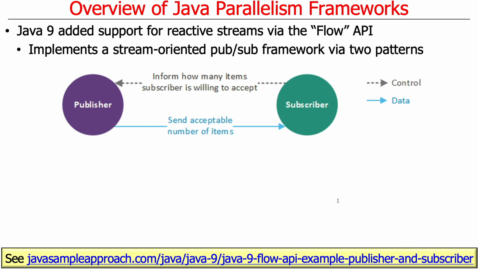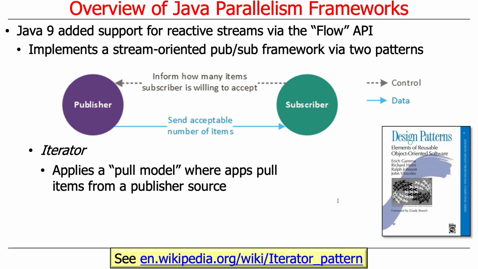And the reactive streams model in Java 9 implements a stream-oriented pub-sub framework using two patterns that you're probably familiar with. The first pattern is the iterator pattern. The way that works is a subscriber can pull items from a publisher. The subscriber can basically say, send me 10 items to process, please. So the subscriber says, this is the number of items I can handle at this point. And then the publisher says, okay, boss, here you go. I'll send you that many items. And then the subscriber will go ahead and process them. So that's one pattern it supports.